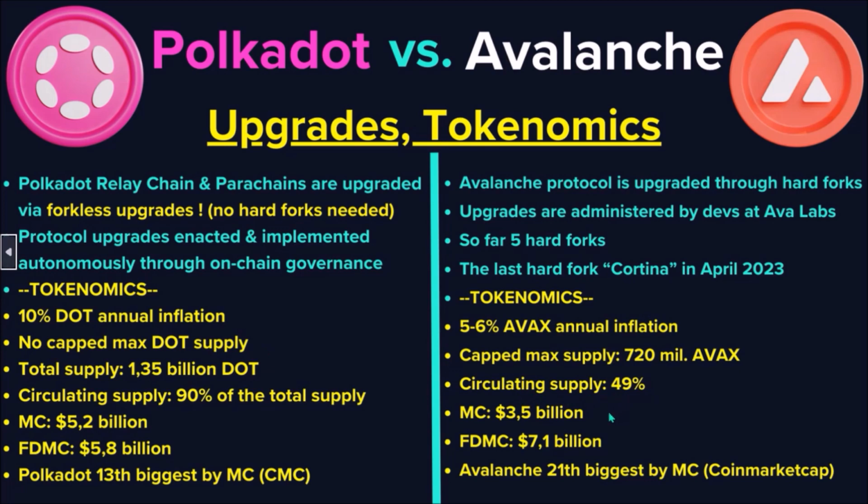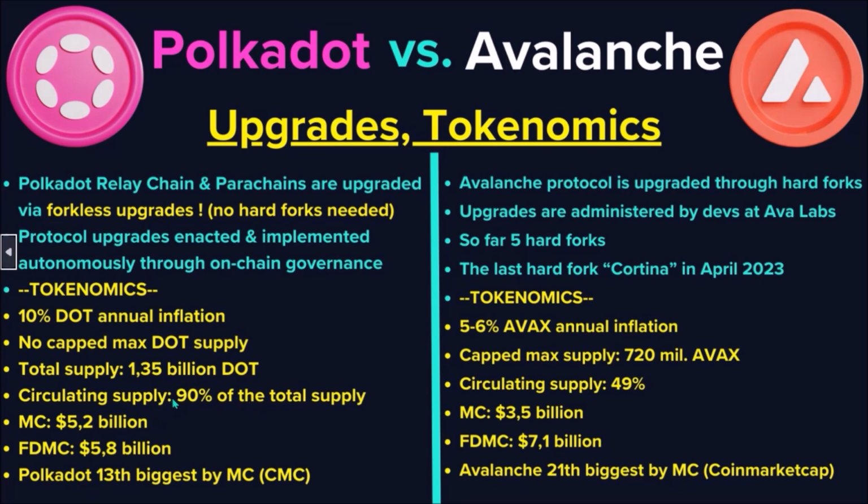Currently around 49% of AVAX from the max supply is in circulation. The current market cap of Avalanche is around $3.5 billion, which gives the fully diluted market valuation of 7.1 billion. Avalanche is currently the 21st biggest crypto protocol by market valuation.